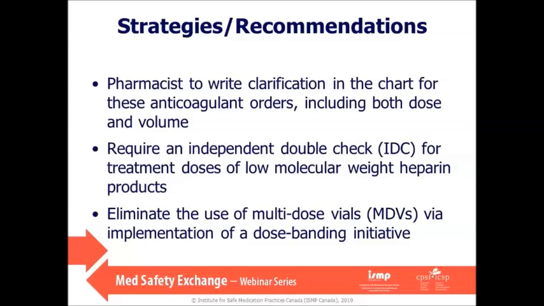So some of the strategies and recommendations that we came up with: the pharmacist could write a clarification in the chart for these anticoagulant orders, so they would include the volume as well as the dose. I will note the limitation that that's a very manual process, and there may still be a disconnect between the chart and the MAR. Another thing we talked about was requiring an independent double check for treatment doses only of low molecular weight heparin products, and also to consider the elimination of the multi-dose vials. And the way you would get there is by implementation of a dose banding initiative.